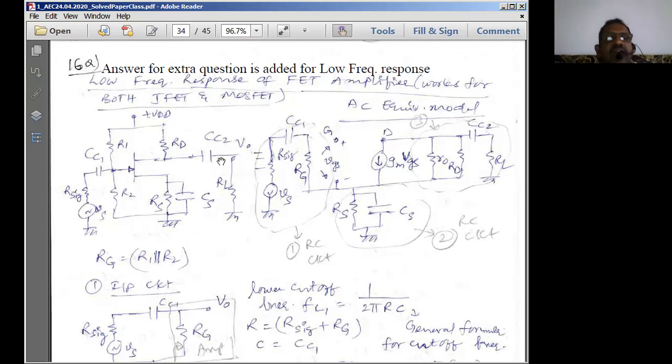Now the basic circuit diagram for the FET I can write as good as the same as the BJT. So at the input side you're going to have R1 R2 known as biasing resistors, source voltage, internal source resistance called R signal, and CC1 is going to be the input coupling capacitor, CC2 is going to be the output coupling capacitor, and RD is the drain resistance, RS is the thermal stabilization resistance, CS is going to be the bypass capacitor. So all the names of them are going to be the same.